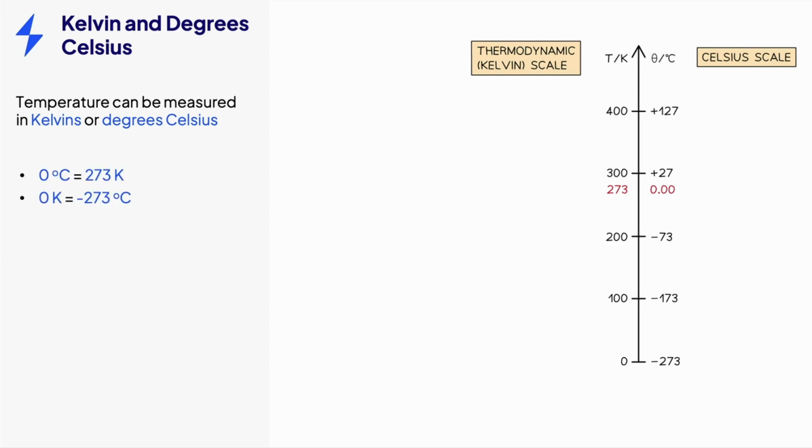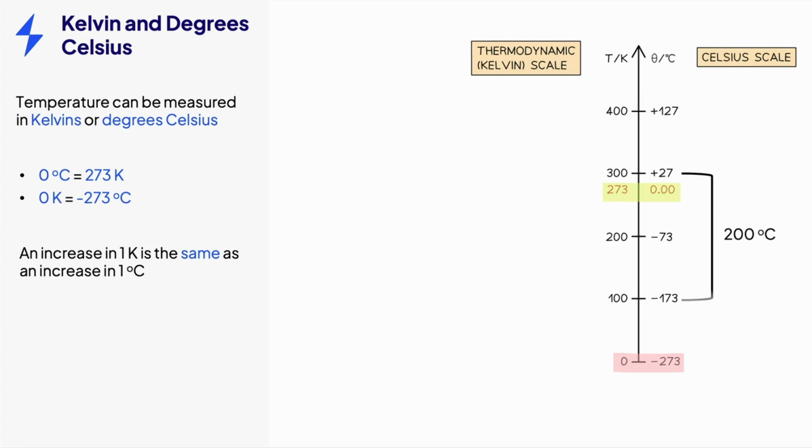The important definitions are 0 degrees C is equal to 273 Kelvin, and therefore 0 Kelvin is equal to minus 273 degrees C. An increase in both scales is the same. Therefore, the difference in temperature between two numbers will be the same on both scales. For example, the difference between 27 degrees C and minus 173 degrees C is 200. Now, the Kelvin equivalent, the difference between 300 Kelvin and 100 Kelvin, is also 200.